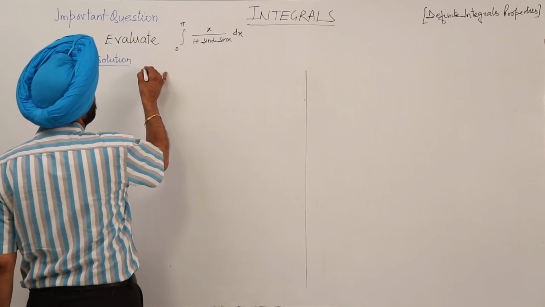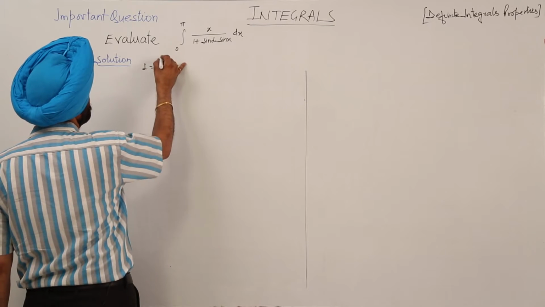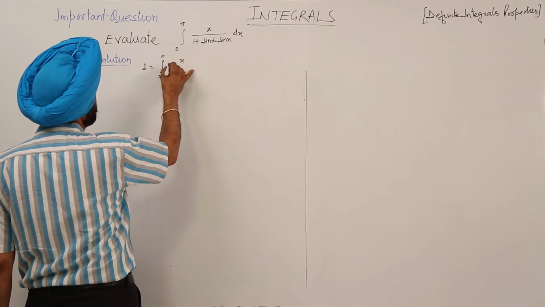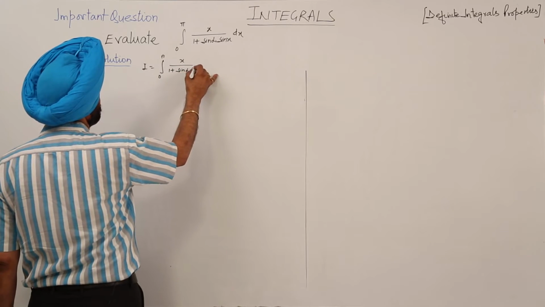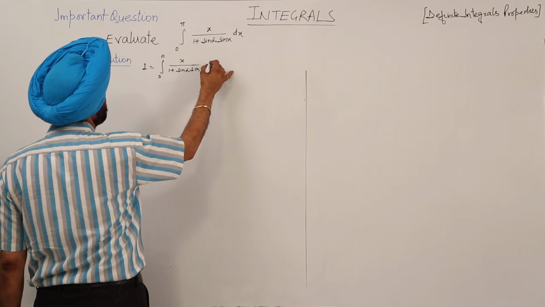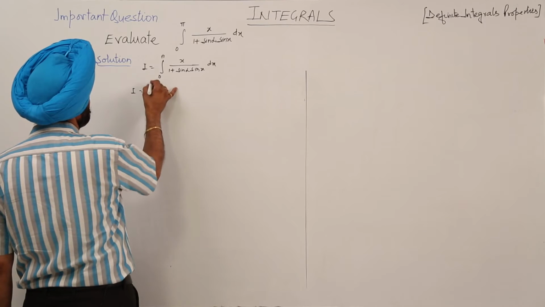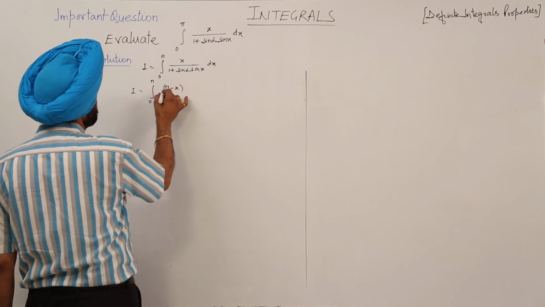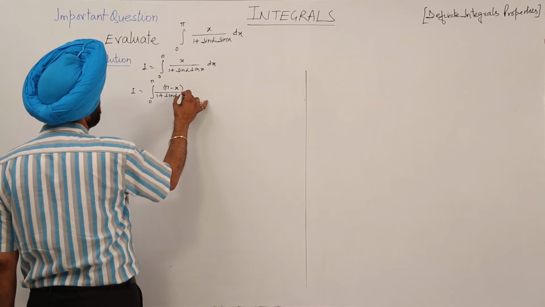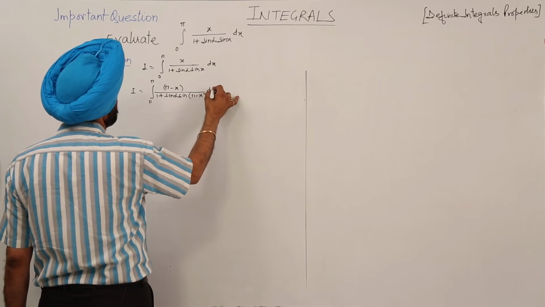Now a very important question. We are having the integral from 0 to pi of x upon 1 plus sin alpha sin x dx, which equals the integral from 0 to pi of (pi minus x) upon 1 plus sin alpha sin(pi minus x) dx.